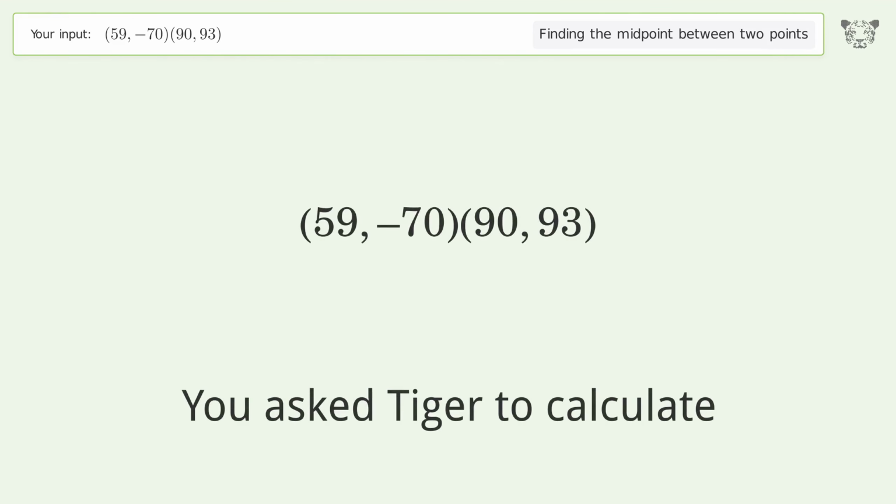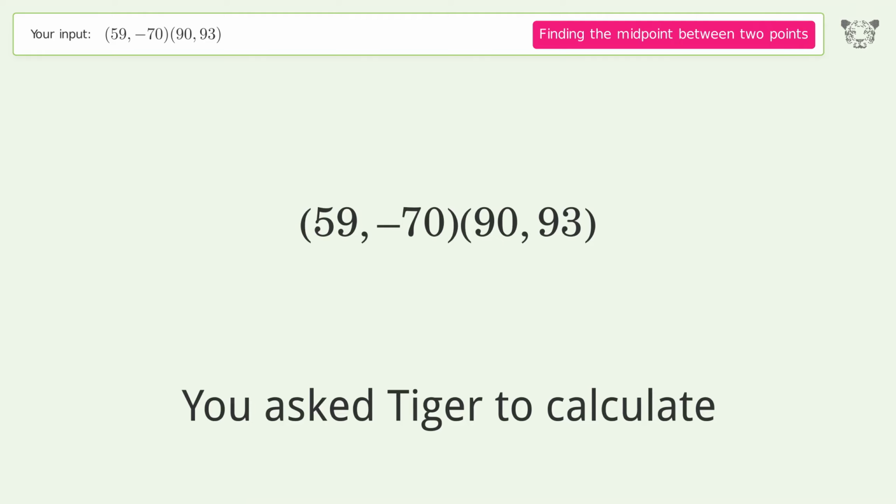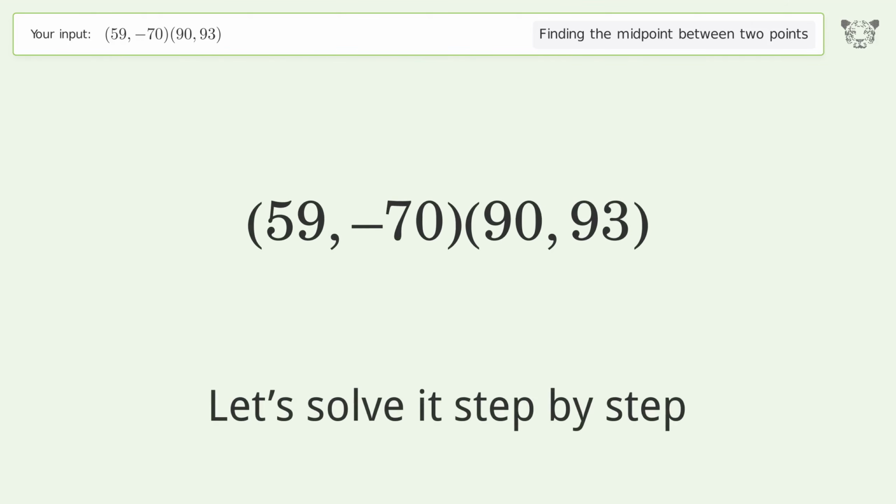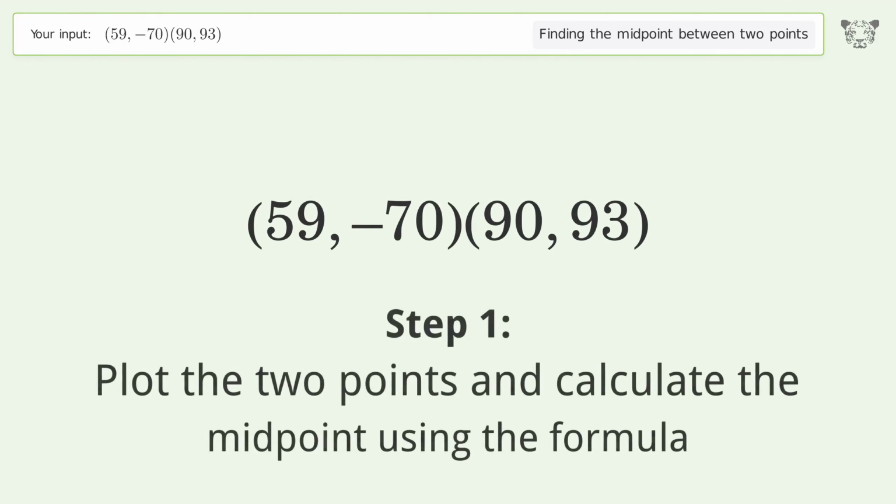You ask Tiger to calculate. This deals with finding the midpoint between 2 points. The midpoint between the 2 points is 74.5, 11.5. Let's solve it step by step. Plot the 2 points and calculate the midpoint using the formula.